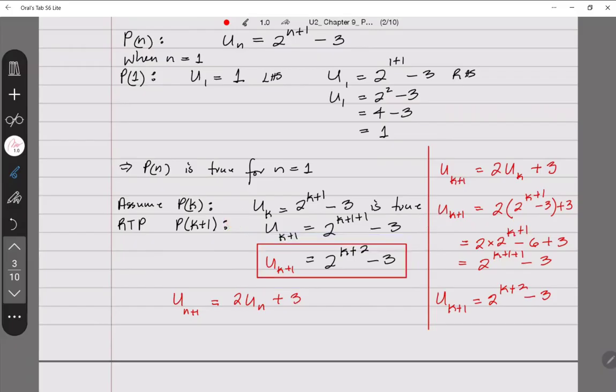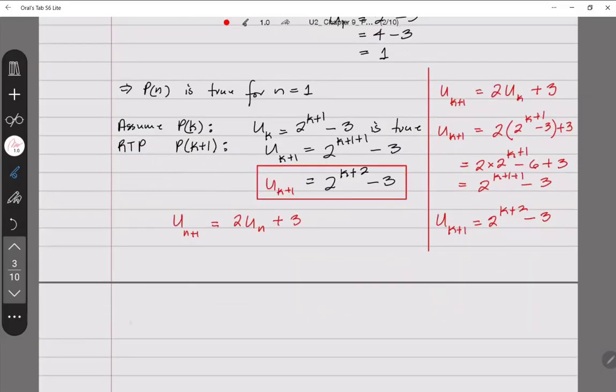So now I can say that Pk plus 1 is true when Pk is true.